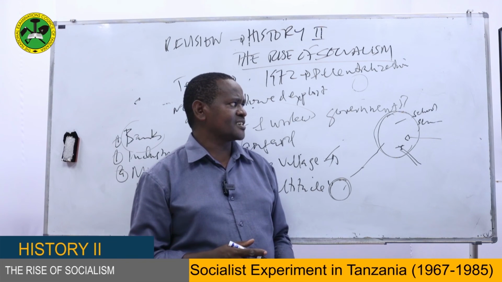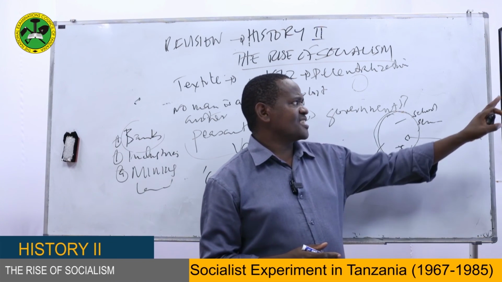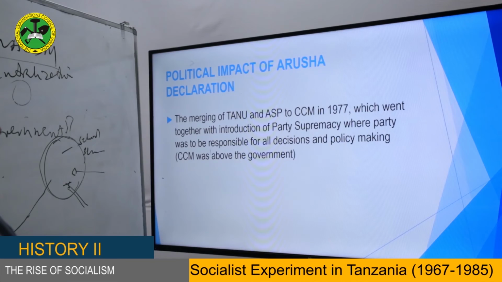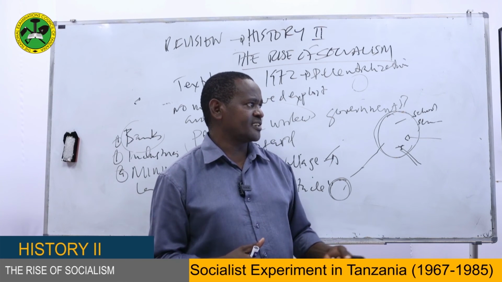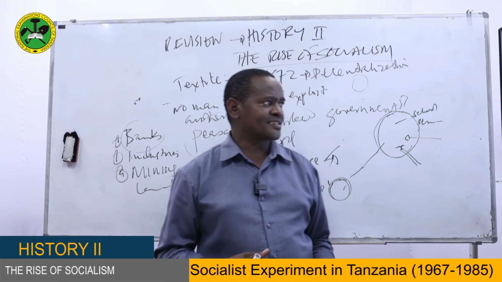My dear students, another political impact was the merging of TANU and ASP. Of course, you know that in 1977, TANU and ASP were merged and they formed the political party called CCM. That was 1977. And of course, it came with what we call the party supremacy.